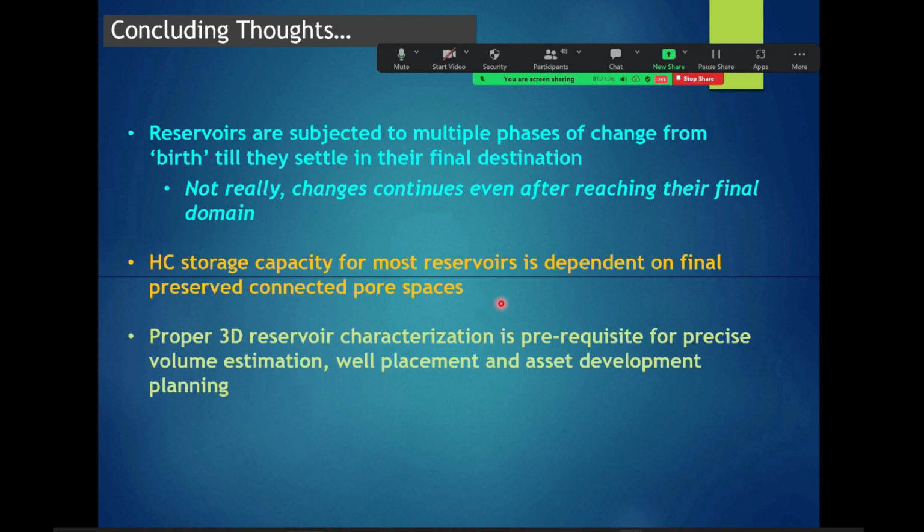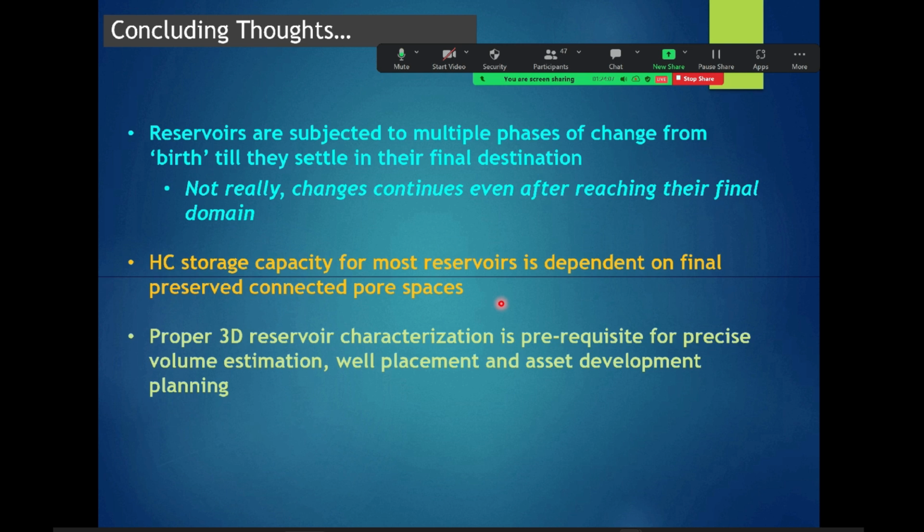In summary, proper 3D characterization and analysis of reservoirs is very key, and it's a prerequisite for accurate estimation of how much hydrocarbon you have in your reservoir, as well as making decisions regarding well placement and asset development planning. Like I talked about the number of wells, I talked about how connected these hydrocarbon traps are. It's very important because it will determine whether you're using one well or multiple wells, whether the well will produce for 10 years or 50 years or not.